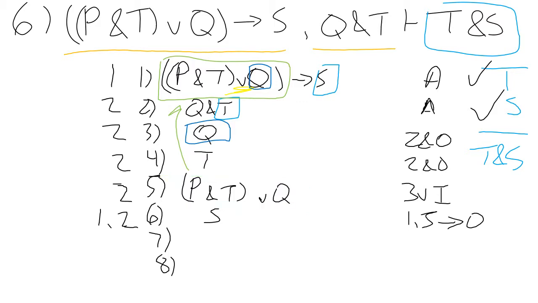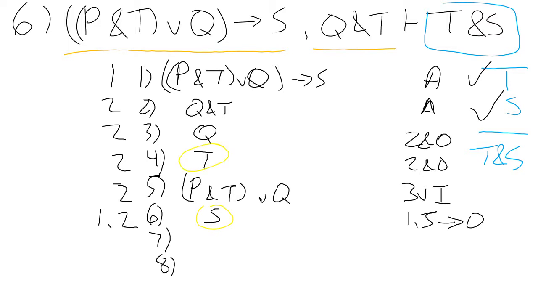Let's erase this. So we have our S, we have our T. We're looking to build T and S, so we'll just put those together. 4 and 6, ampersand in, 4 and 6, both have 1 and 2, so it's just going to be 1 and 2. And so there is our proof for the 6th one.